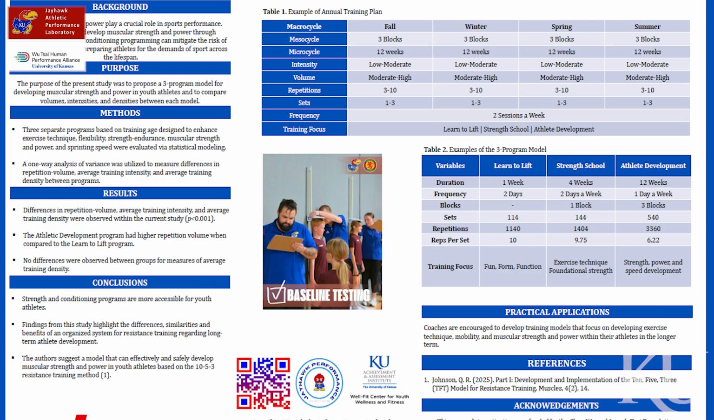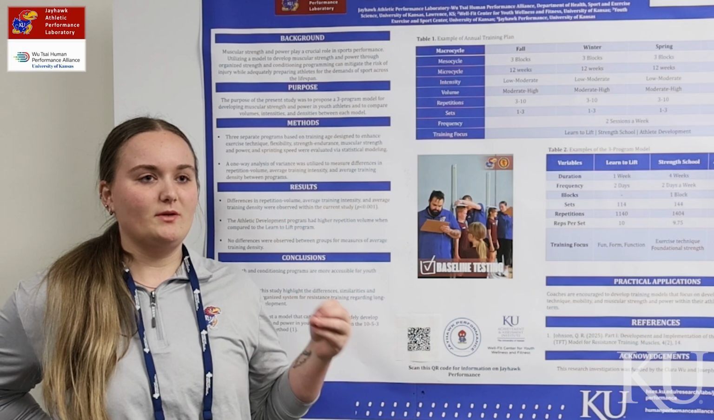So our 10-5-3 method is 10 for your foundational lifts, your squat, deadlift, stuff like that. 5 is for strength, so trying to build strength, and then 3 is for your power movements. So we've learned that through our Learn to Lift program, which is really just trying to teach kids the proper form coming in.